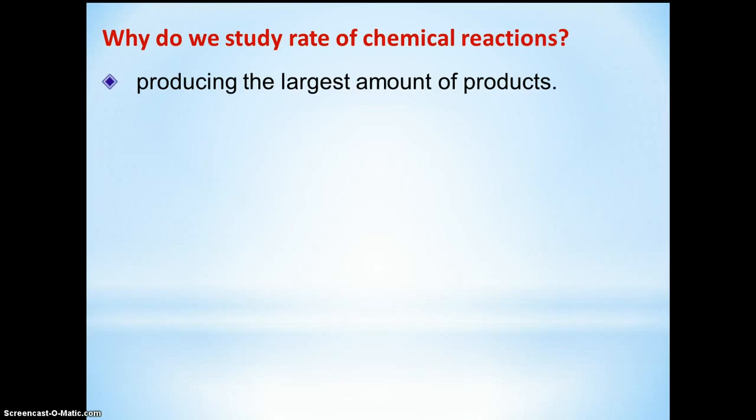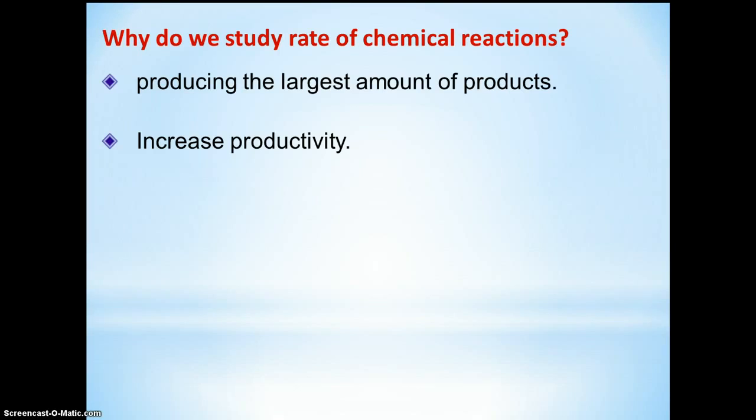Another reason is we want to increase the productivity. Say, what kind of factors affect the rate of reactions, or in the end affect the amount of products that are produced? So these are some general ideas.